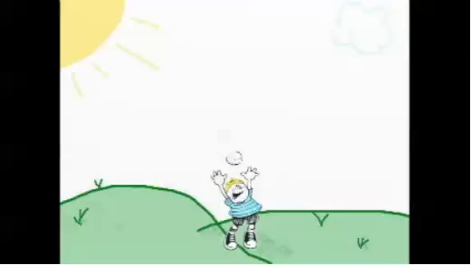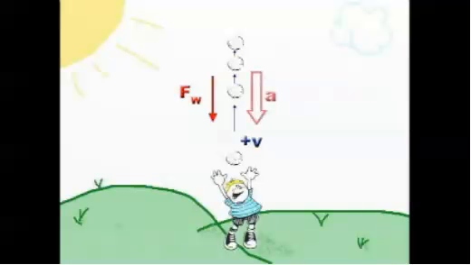Look at this example. The ball is moving upward, so we'll call that the positive direction. But the net force acting on the ball is the force of gravity, or the ball's weight, and that's in a downward direction. Newton's second law says that the object will accelerate or change its motion in the direction of the net force. So the ball will accelerate downward.